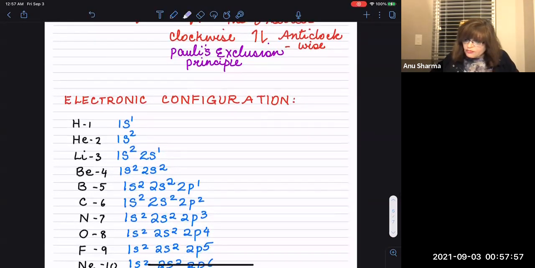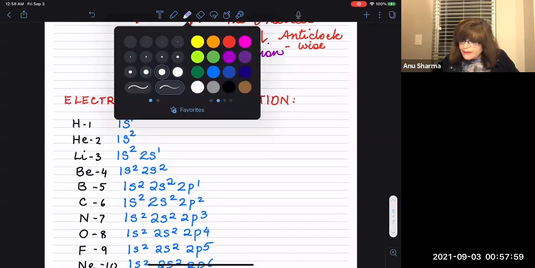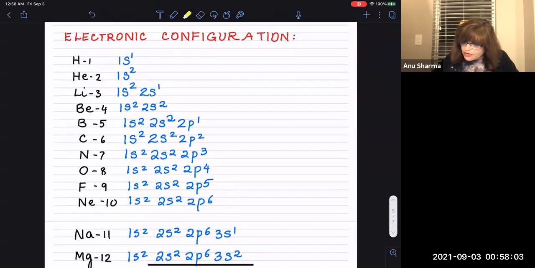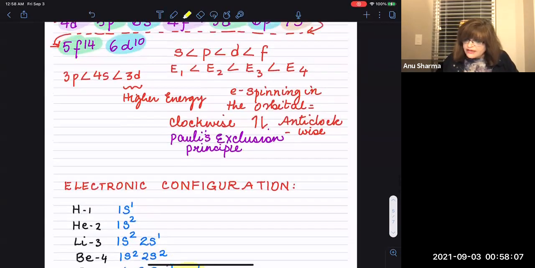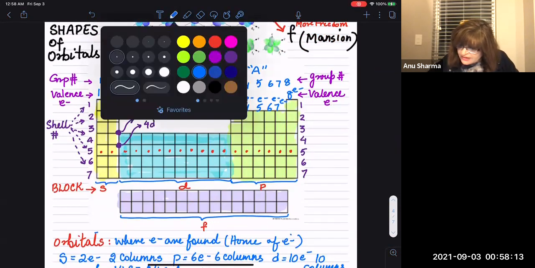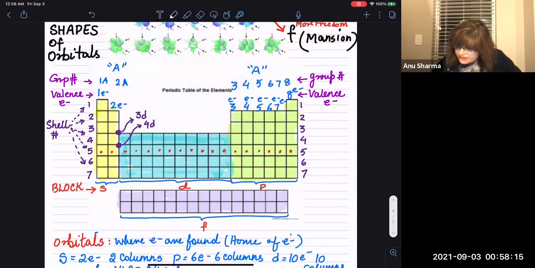Okay, now here are a few things. First of all, why do you stop at a certain number? There are a few things, like for example, look at boron. Where is boron found in the periodic table? Boron is found in the second energy level, right here, 2.